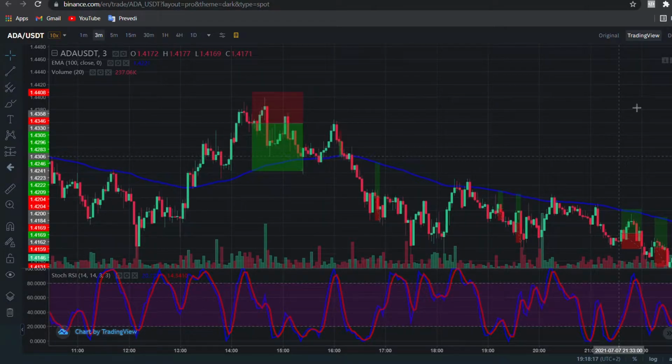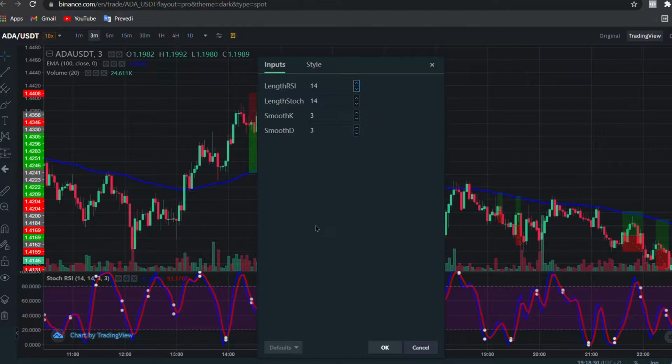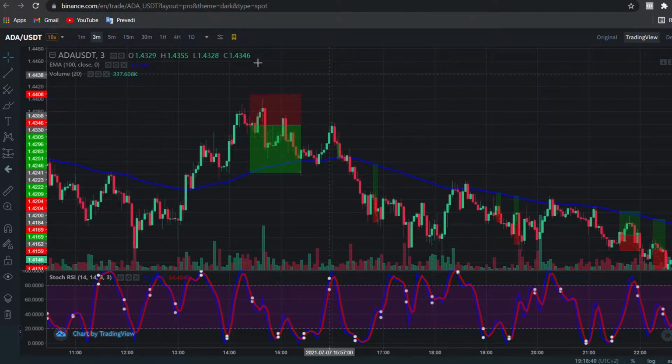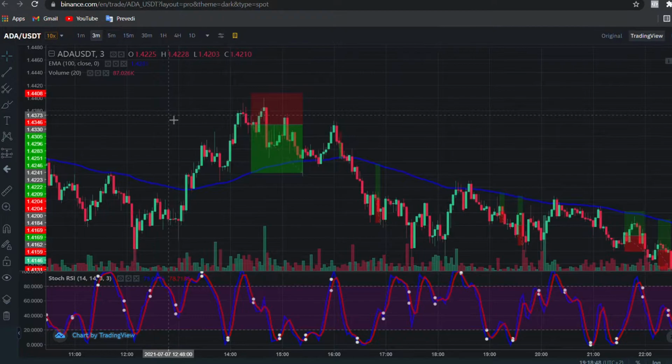So it's pretty simple. You only need a Stochastic RSI, which is the normal default settings, 14-14-3-3, and a 100 EMA. I was doing it on a 3-minute chart, because that's my favorite time frame for day trading, and I think I'm gonna keep on doing it on that time frame unless you want me to do otherwise.